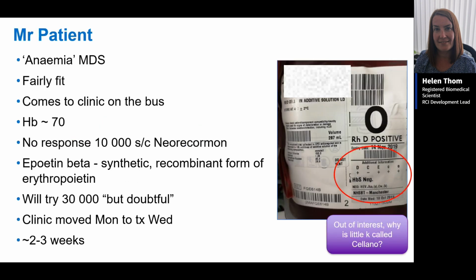So what about the patient? Because, you know, we do lots of antibody IDs and things, but for us it was, how is this going to impact this person's life? You know, we could have difficulty getting the blood for this patient. So the anemia turned out to be myelodysplastic syndrome, but the consultant said the patient was fairly fit, came to clinic on the bus. They always seem to have a hemoglobin of 70, regardless of how many units he gave them.